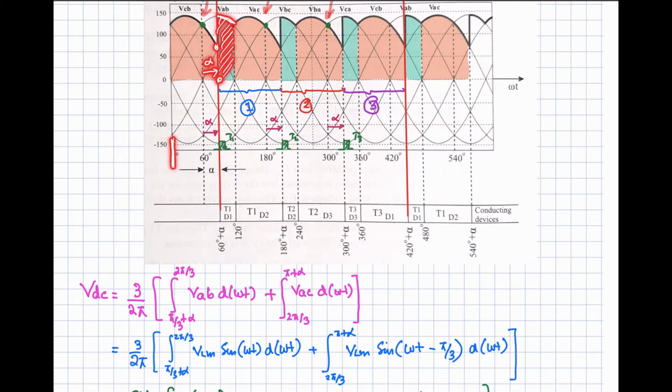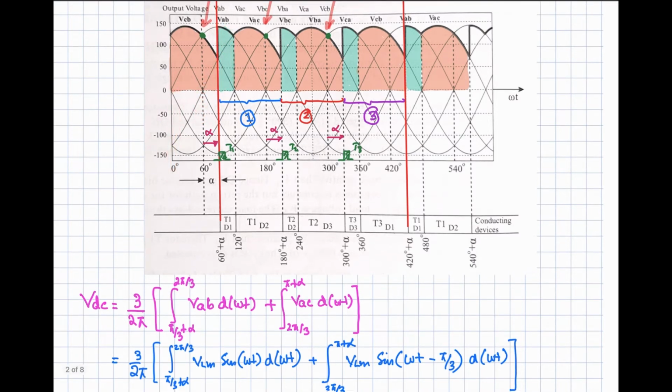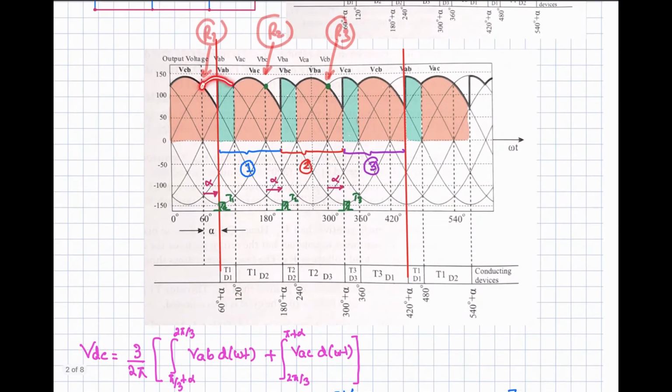If we consider this one as the reference point, this angle is pi by 3, because at every 60 degree there will be the crossing of the line voltage waveforms. So this point will be at an angle of 60 degree, that is pi by 3. From this point, if you look at this angle alpha, what will be the angle of this point? Alpha plus pi by 3.